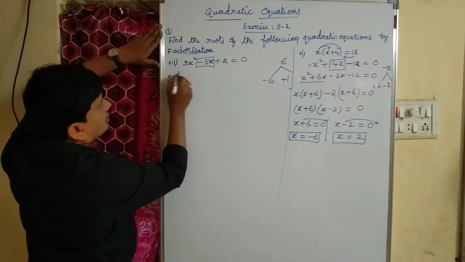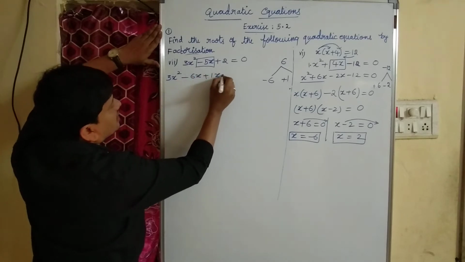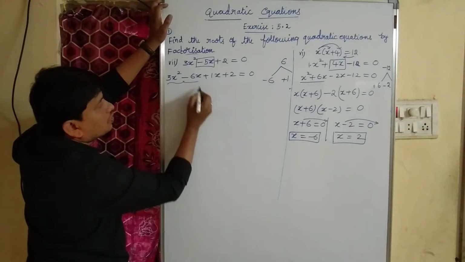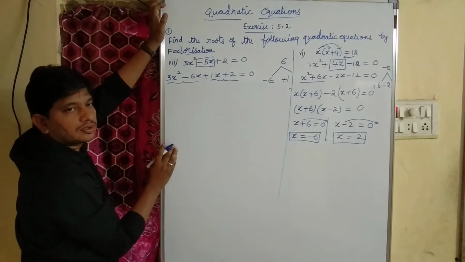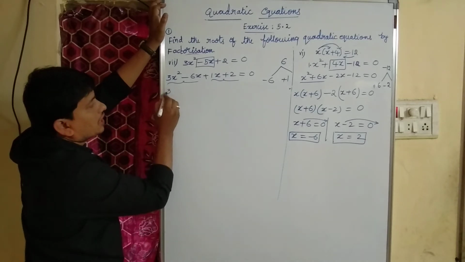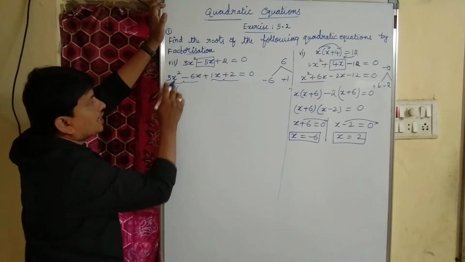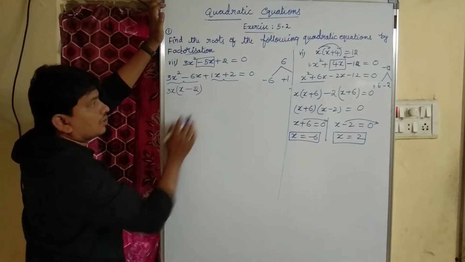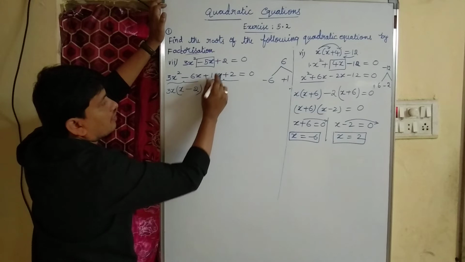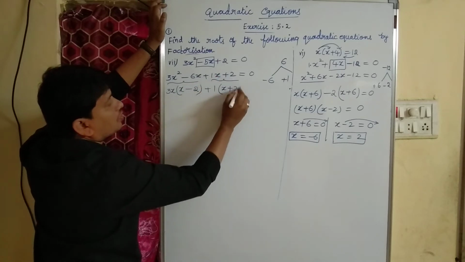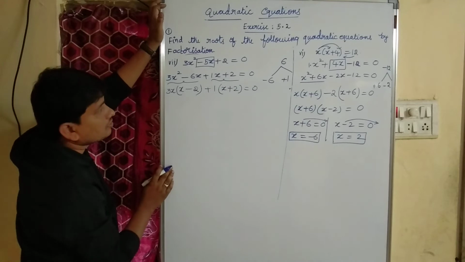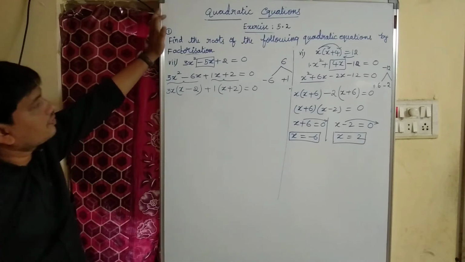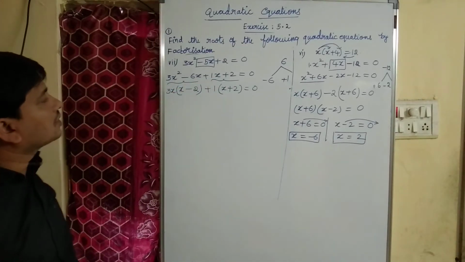So 3x square minus 6x plus 1x plus 2 equal to 0. Now from these two terms as well as from these two terms, from these two terms I can take 3x as common. 3x into x, 3x square. 3x into 2 that is equal to 6x. Now from these two terms I can take 1 as common. 1 into x, 1x plus 1 into 2, 2 equal to 0. So children, we got minus 6x plus 1x.